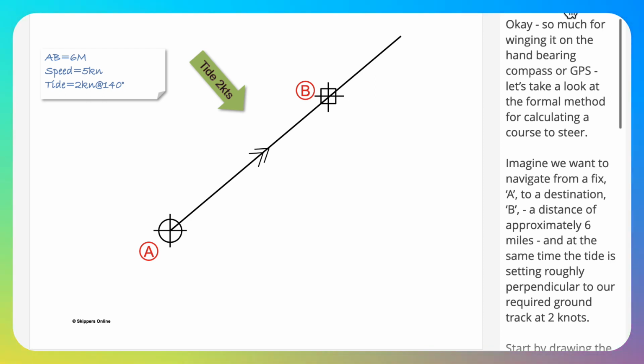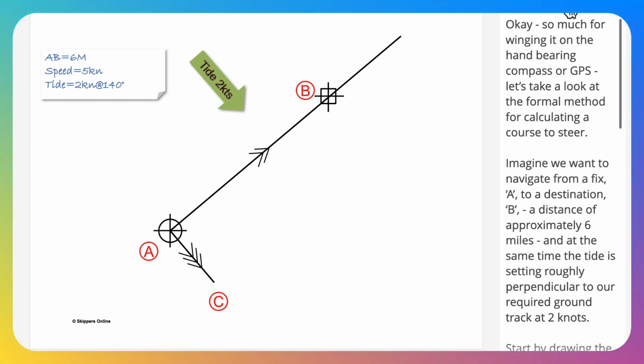Now consider roughly how long it's going to take you to get to B. Is it going to be half an hour, 2 hours? Keep it simple, it doesn't have to be exact. In this example, we're going to estimate that our boat speed will be 5 knots. So it's going to take just over an hour, and we'll draw a 1-hour plot. So plot a 2-mile tidal vector away from A and mark it with 3 arrows, the symbol for tide. We'll call the end of the tidal vector point C.